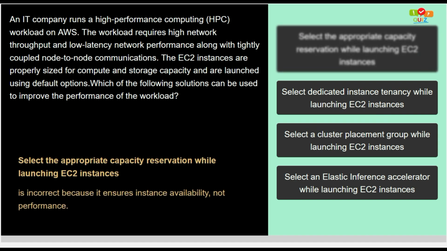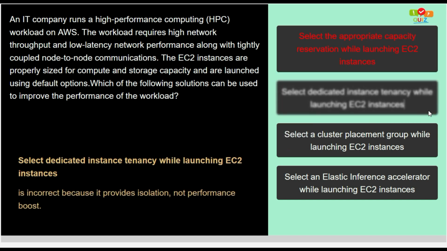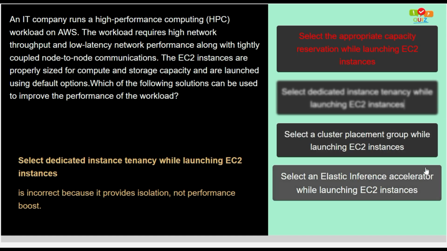Select the appropriate capacity reservation while launching EC2 instances. This option is incorrect. Why? Because it ensures instance availability, not performance. Right? So this is the wrong answer, option number 1. Select dedicated instance tenancy while launching EC2 instances. Option number 2. This option is incorrect. Why? Because it provides isolation, not performance boost. Okay, so your option number 2 is the wrong answer.